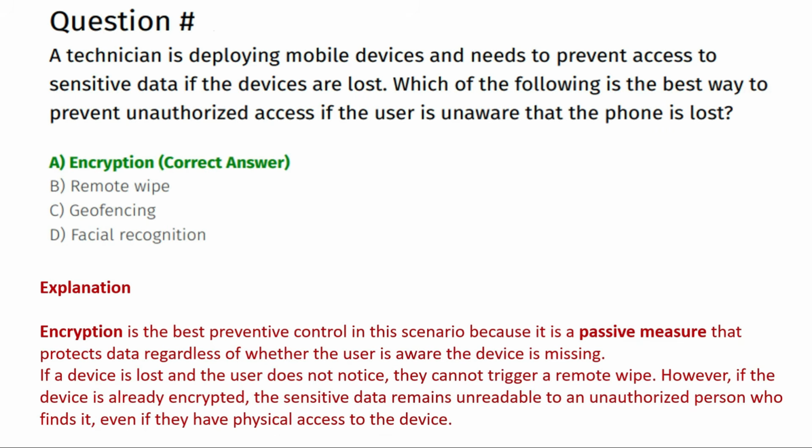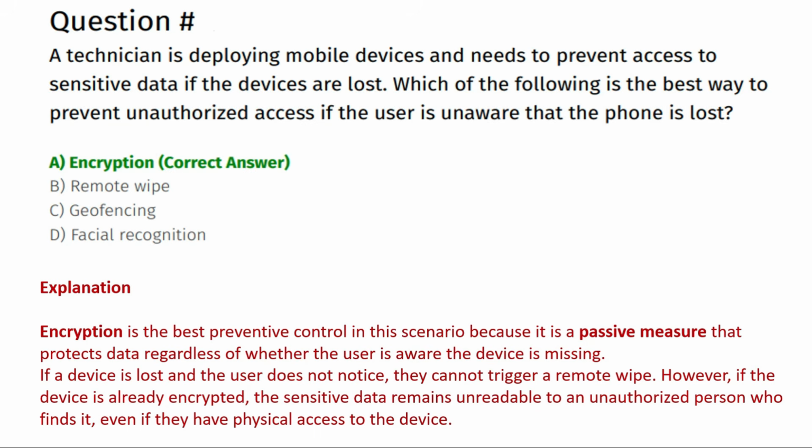The next question is, a technician is deploying mobile devices and needs to prevent access to sensitive data if the devices are lost. So which of the following is the best way to prevent unauthorized access if the user is unaware that the phone is lost? Option A, encryption. Option B, remote wipe. Option C, geofencing. Option D, facial recognition.